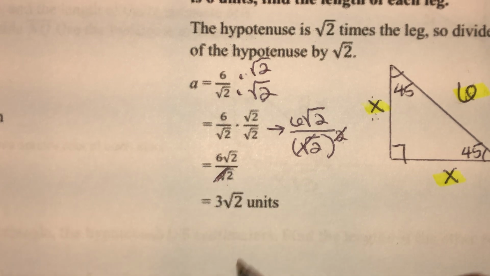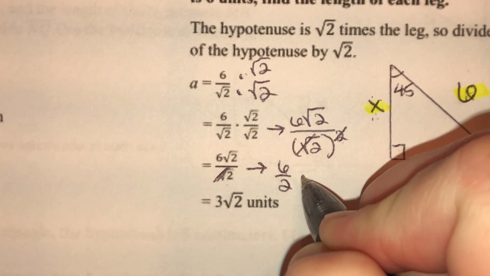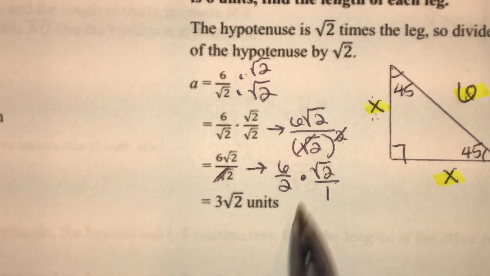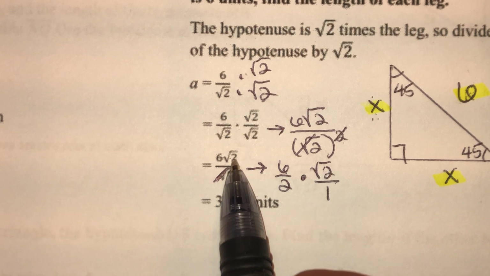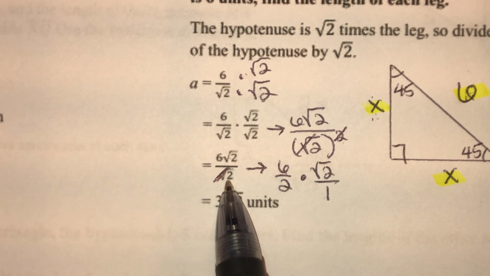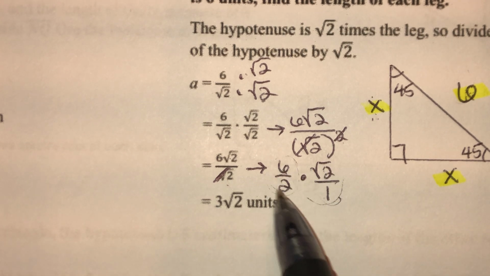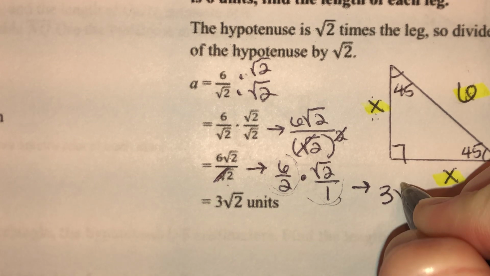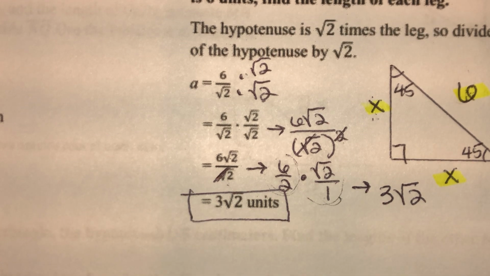Can I simplify this anymore? Yeah, I can actually separate it into 6 over 2 times square root of 2 over 1. Because when you multiply fractions, straight across the top, straight across the bottom, 6 times the square root of 2 gives us this, and 2 times 1 gives us the bottom, 2. It's supposed to be a plain 2. Okay, so this is just fine. I can't simplify this, but I can simplify this. It just becomes 3. So I end up with 3 times the square root of 2. That's how they got this guy right here, 3 times the square root of 2.